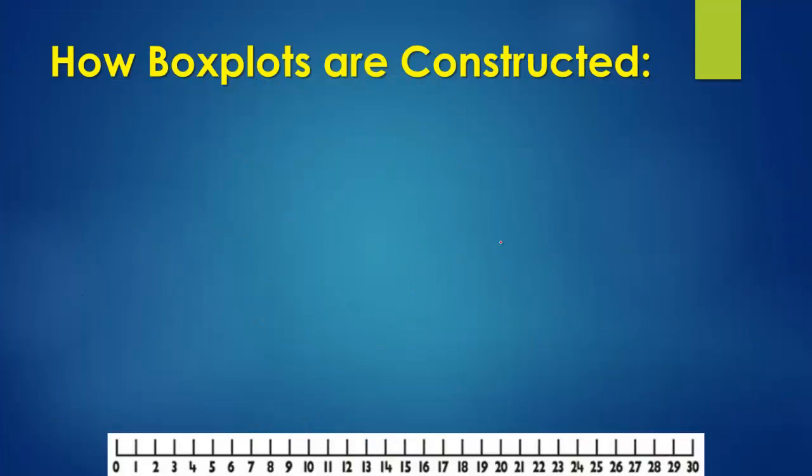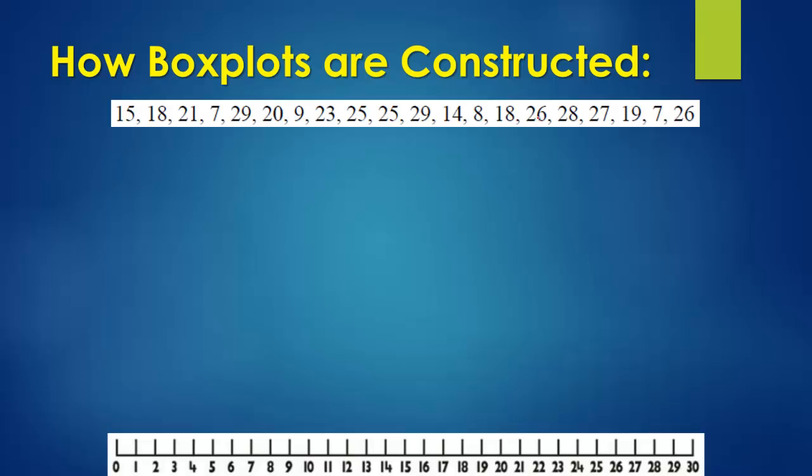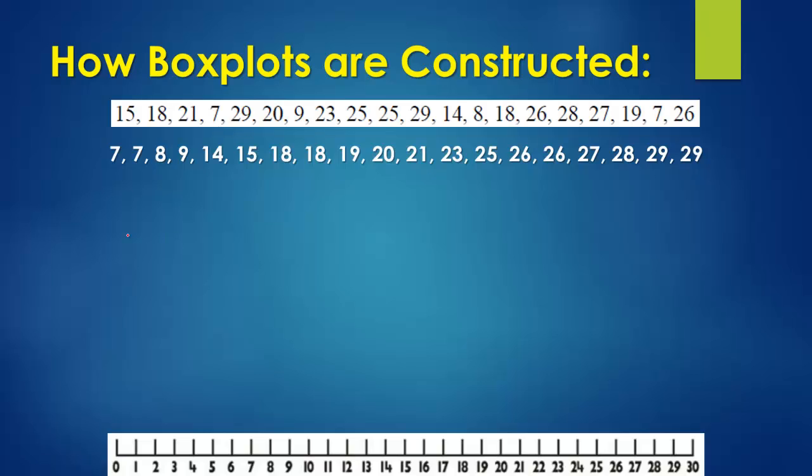Okay, so as far as how box plots are constructed, let's say we had this long list of numbers here. First thing you would have to do is put them in order. All right, and then you want to count them. If you have an odd number, let's see how many we have. 1, 2, 3, 4, 5, 6, 7, 8, 9, 10, 11, 12, 13, 14, 15, 16, 17, 18, 19.